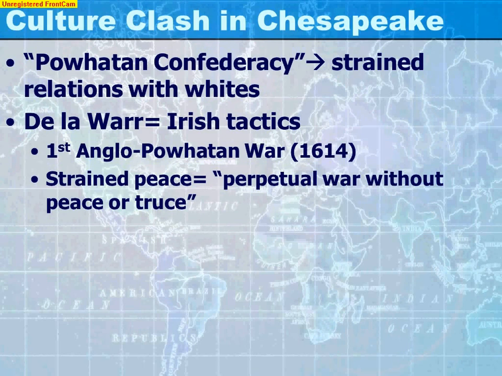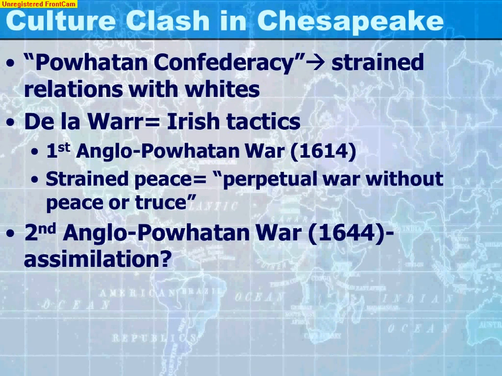However, even with that truce, it really wasn't very long lasting, and eventually the Virginia Company of London ordered that there be perpetual war without peace or truce against the Powhatans. And this is really telling of how the English are going to interact with the Native Americans in the New World.